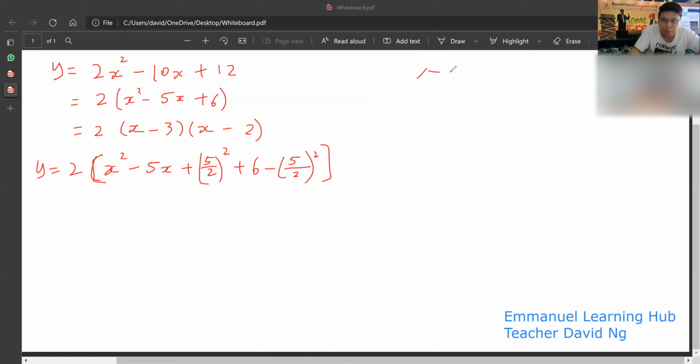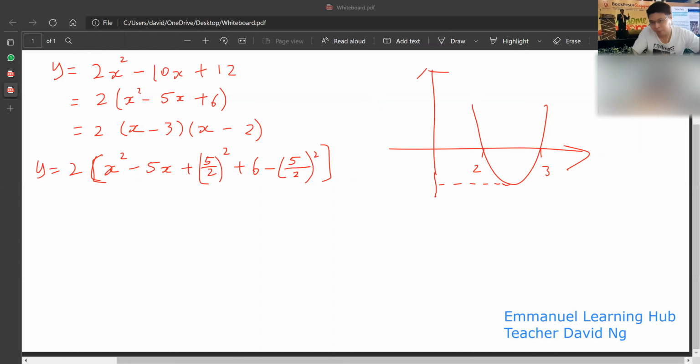Okay? And they want me to sketch this graph, right? 2x squared, positive, right? Positive is a U shape. Then it cuts at 3 and 2, right? That's all you know right now. They want me to sketch, but if I would do anything here, that's all I know. I don't know what this point is at the moment until you complete the square.